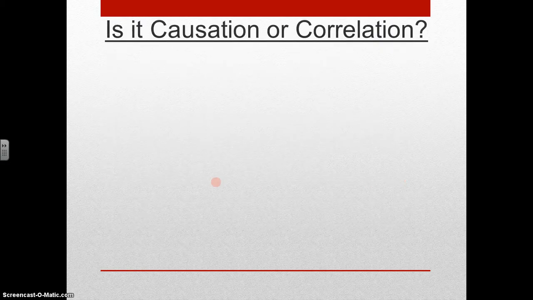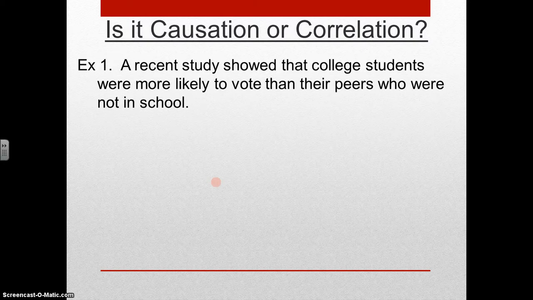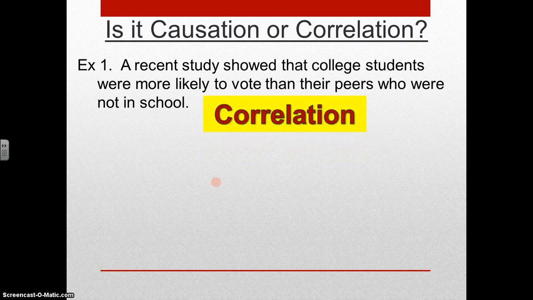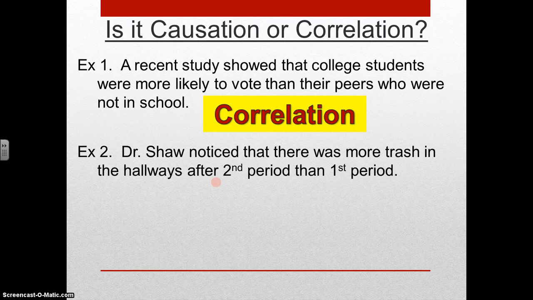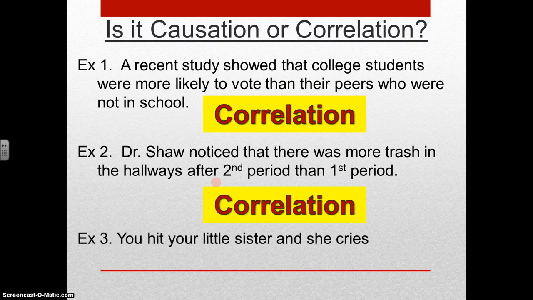Now let's look at a couple of these and see if it is causation or correlation. A recent study showed that college students were more likely to vote than their peers who were not in school. And that is correlation. Example 2. Dr. Shaw noticed that there was more trash in the hallways after second period than first period. That's correlation. And then, if you look at example 3, you hit your little sister and she cries. Well, she cried because you hit her, so that one would be causation.